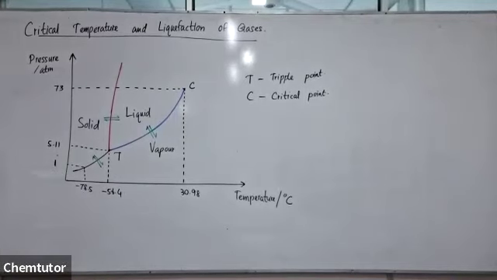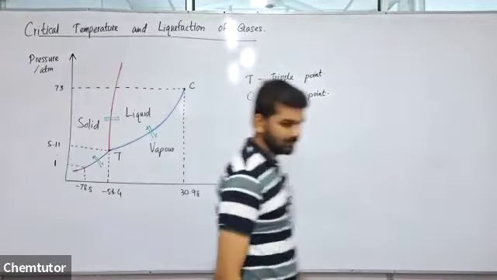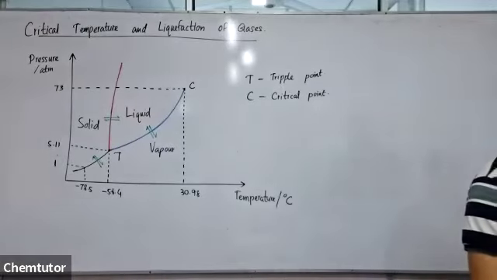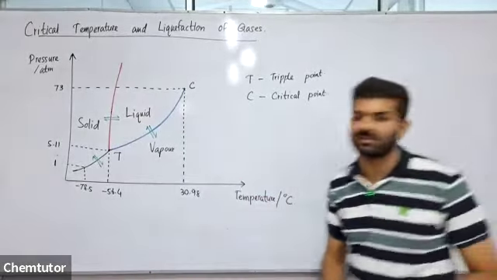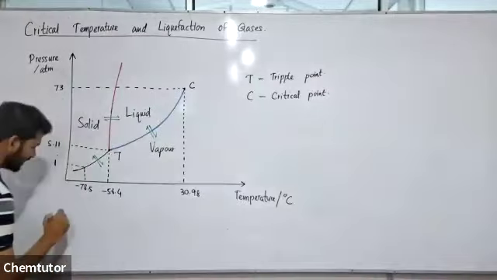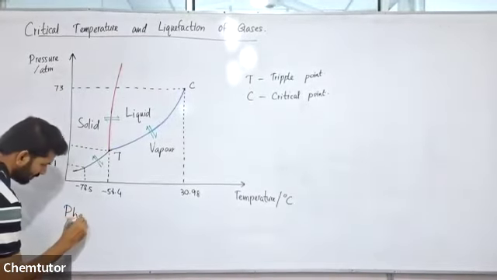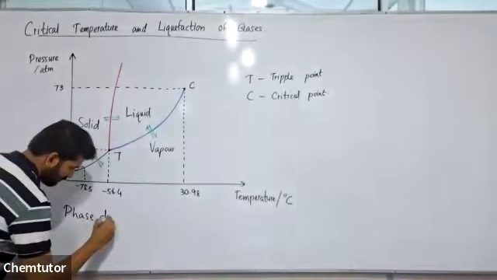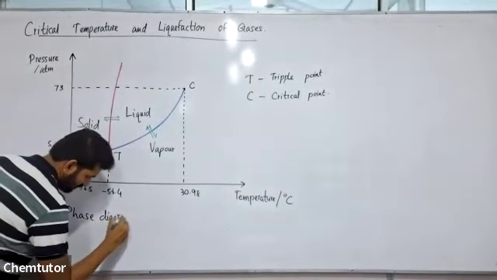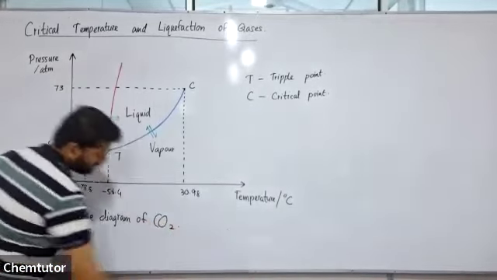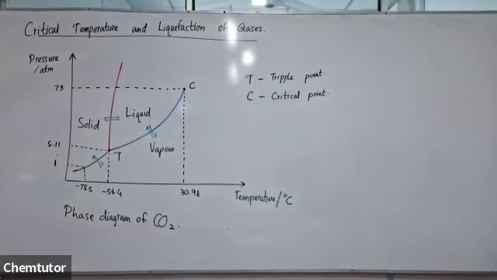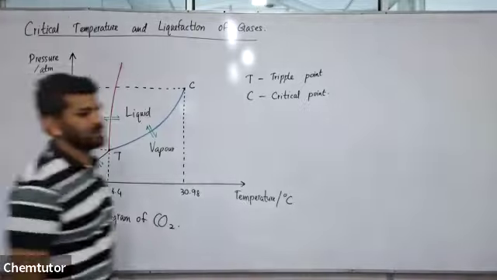Right, finished. Below the diagram, you can write down phase diagram of carbon dioxide. So this is the phase diagram of carbon dioxide.